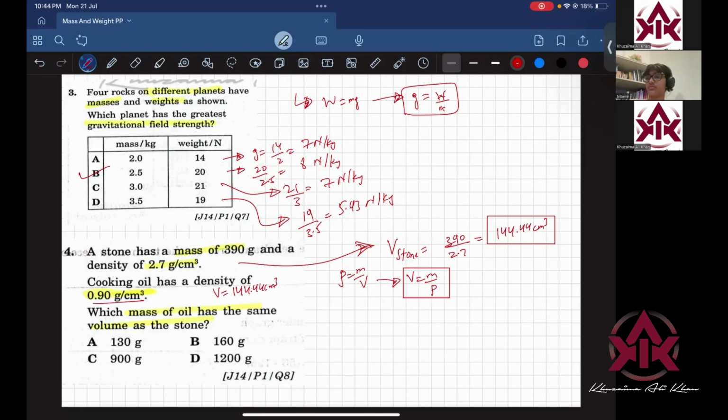So you can simply find out the mass of the cooking oil from the formula, right? So what is the formula of density? Density is mass per unit volume. If you want to make mass the subject, the formula becomes density times volume, right?